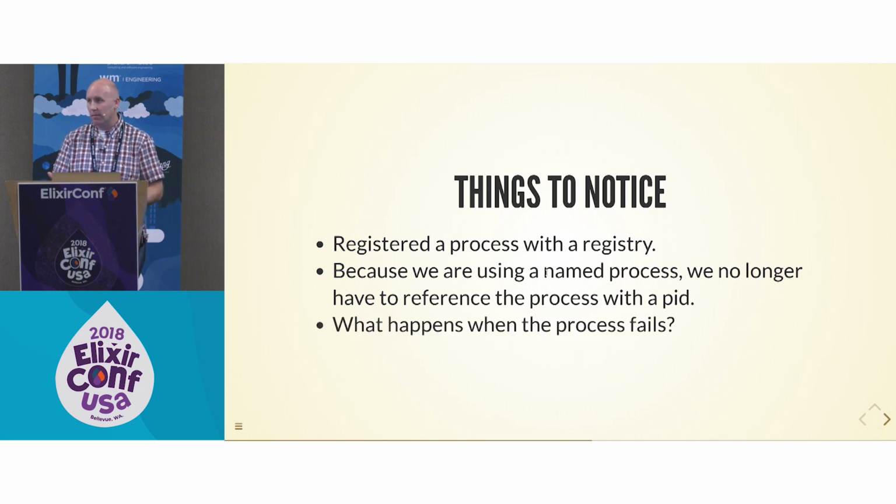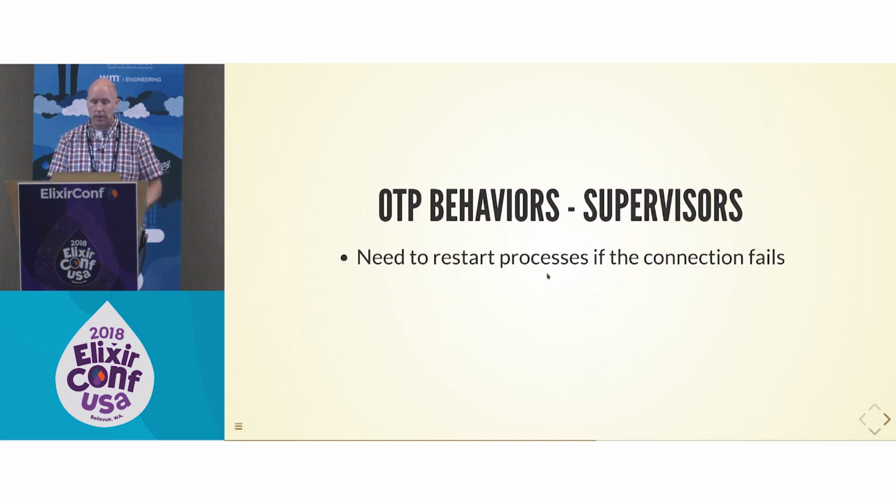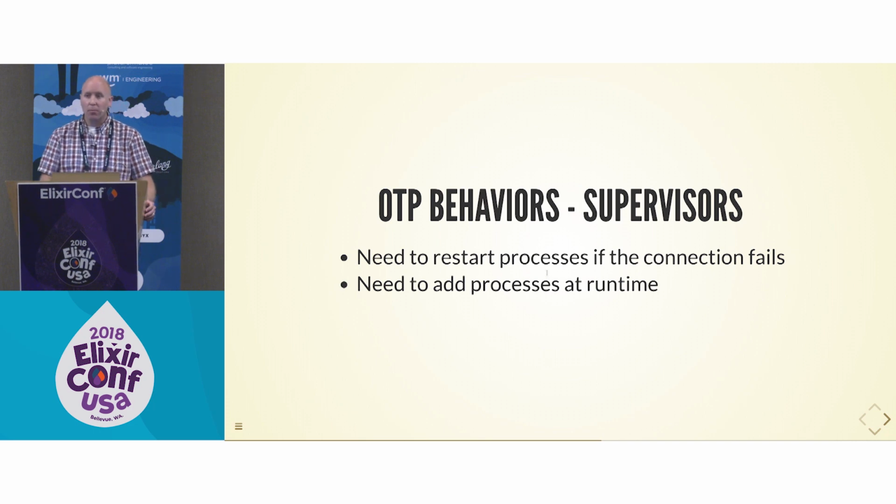But what happens if that process fails? Well, we already know that if the process fails, it's going to get removed from that registry. But it would also be nice if we could actually restart that process. And that's where supervisors come in. So if we look at our requirements, we need to restart a process if that connection fails. But these processes need to be added at runtime, not when the application starts.